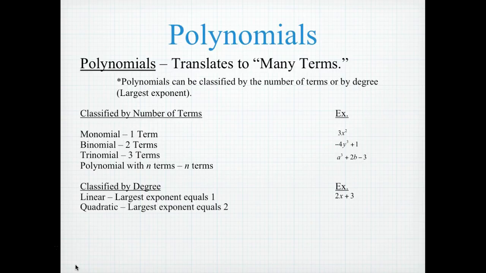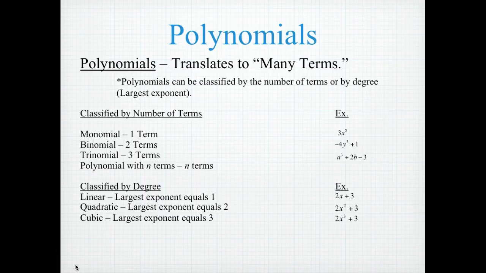Next, we have a quadratic polynomial if the largest variable exponent equals 2. In our next example, we have 2x to the second equals 2. So as the degree increases by 1, so does the classification of the polynomial. So we go from a linear to a quadratic. And the third one we have is a cubic expression. So a cubic polynomial has the largest variable exponent equal to 3. So 2x to the third plus 3 is considered a cubic expression.